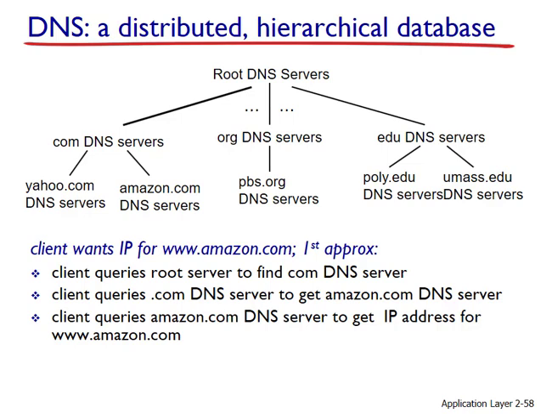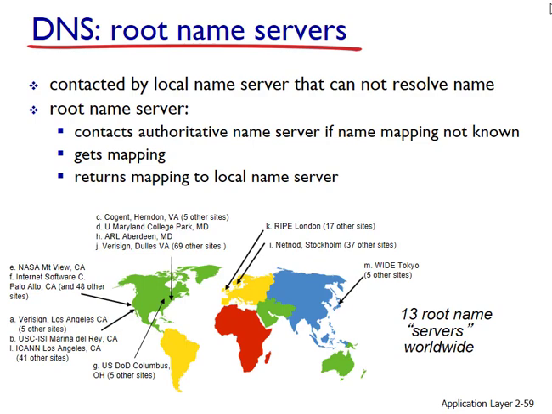The client then contacts one of the top-level domain servers, TLD servers, which returns the IP address of an authoritative server for Amazon.com. Finally, the client contacts one of the authoritative servers for Amazon.com, which returns the IP address of the host name www.amazon.com. Let's take a closer look at these three classes of DNS servers.